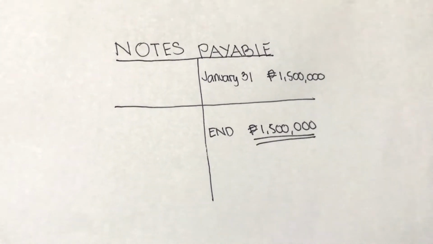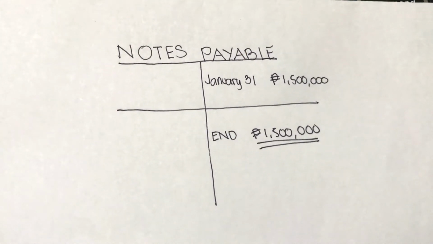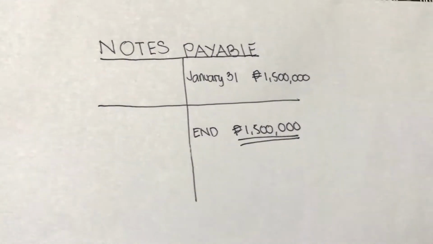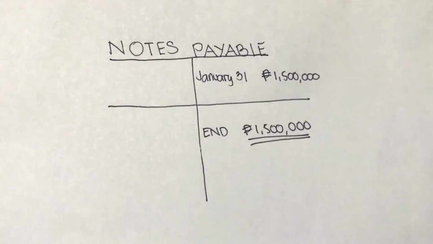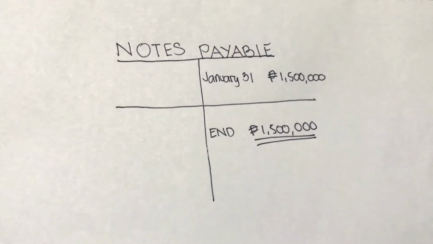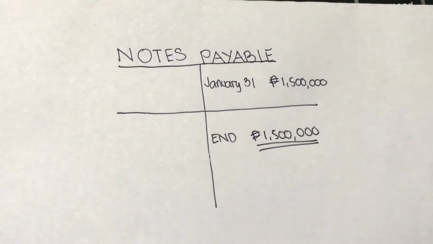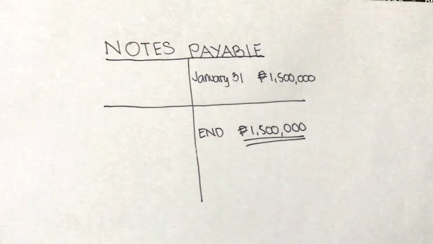So in notes payable, the normal balance is credit. So you're going to subtract the normal balance with the opposite balance. So credit minus debit. Since there is nothing on the debit side, it would mean that it is zero. So 1,500,000 pesos minus zero is 1,500,000 pesos.